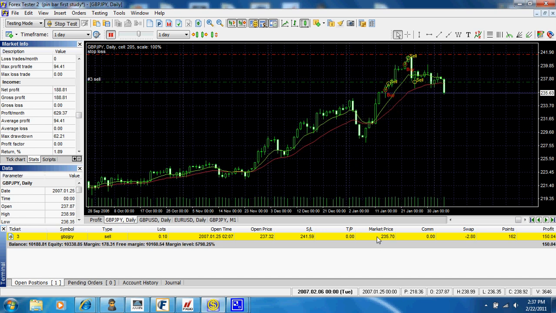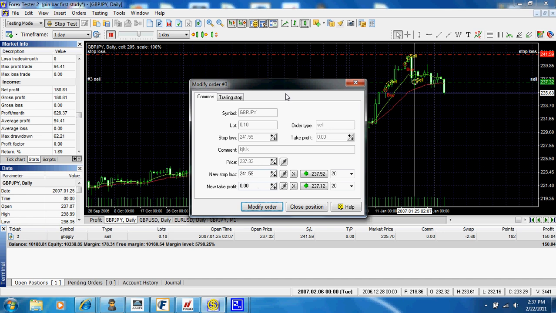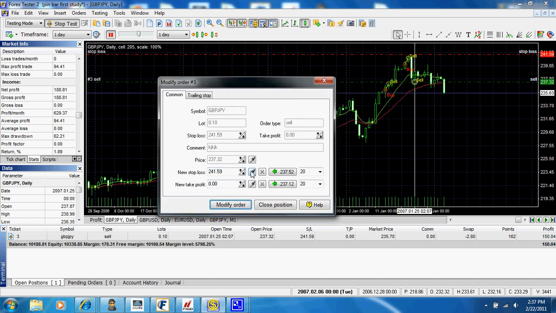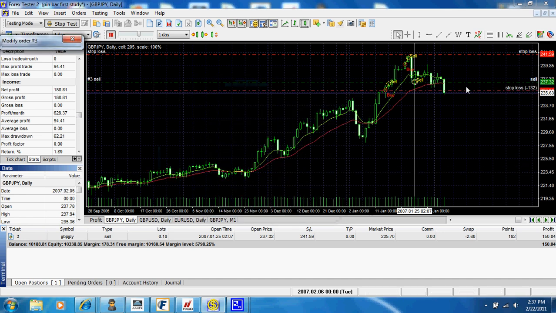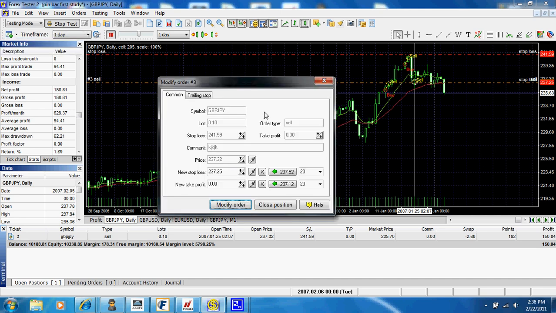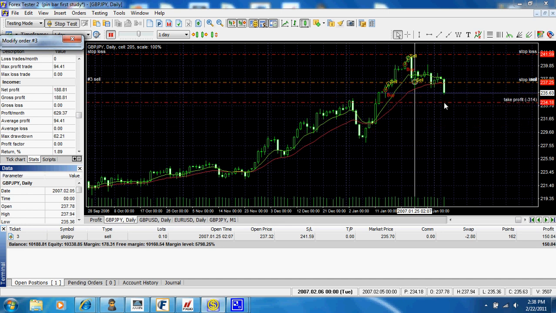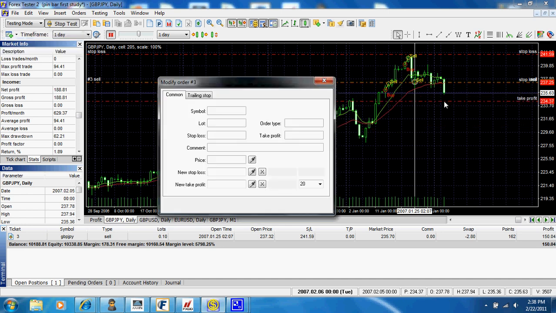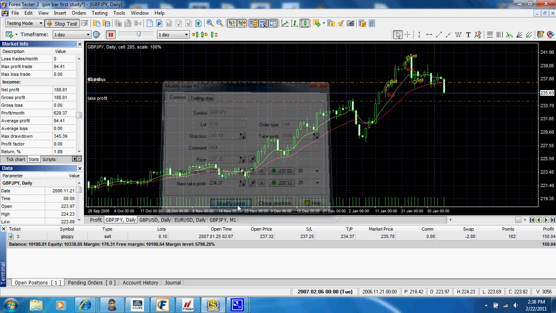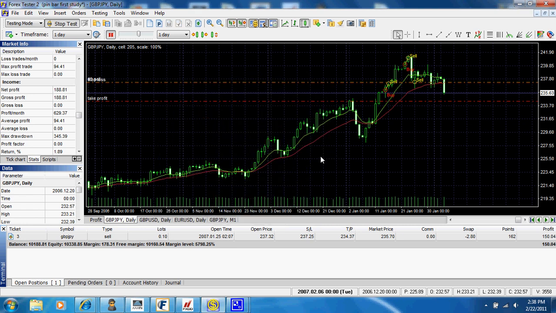Now what we can do is modify the stop loss. You just double click anywhere here along the yellow line. And let's click on that button again with the stop loss. And let's move this stop loss to break even. And why not? Let's put a take profit on here as well. Let's put the take profit right about down here. I'm going to modify order. And now I'm going to proceed to the next day.